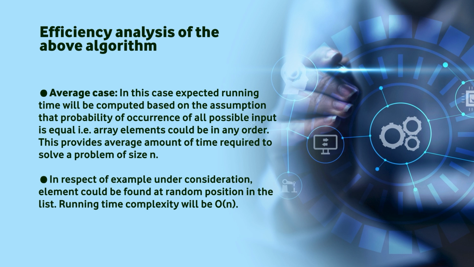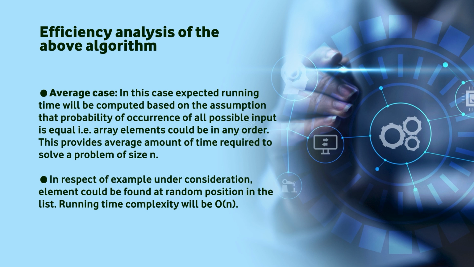This provides the average amount of time required to solve a problem of size n. In the example under consideration, the element could be found at a random position in the list. It may be found at index 0 or index 1 or index 2, or at the nth position. So we can say the time complexity will be big O of n. And under what condition is it considered the best case? In that case the running time will be the fastest for a given array of size n.